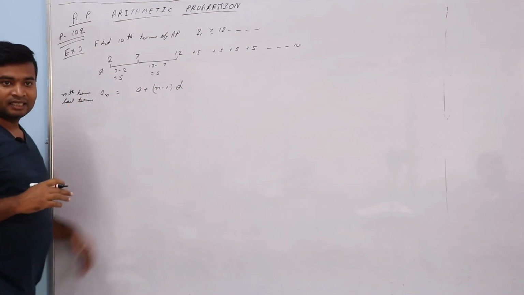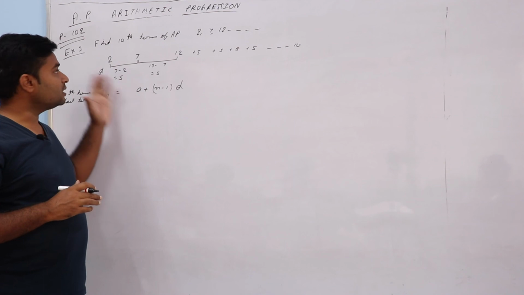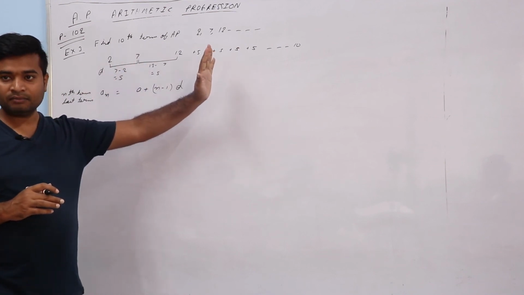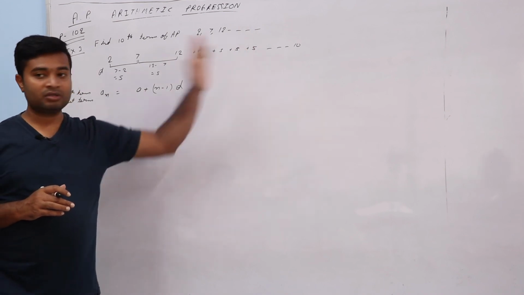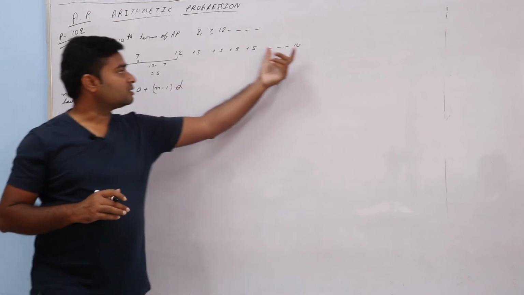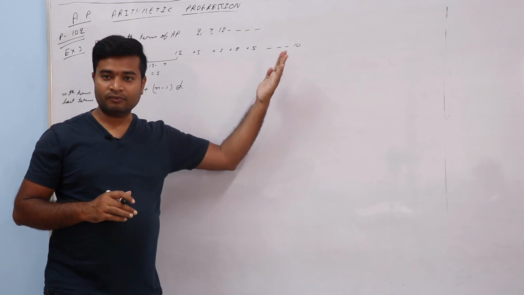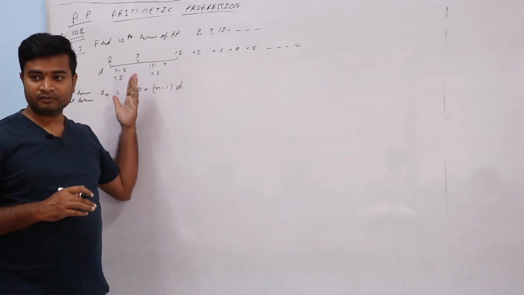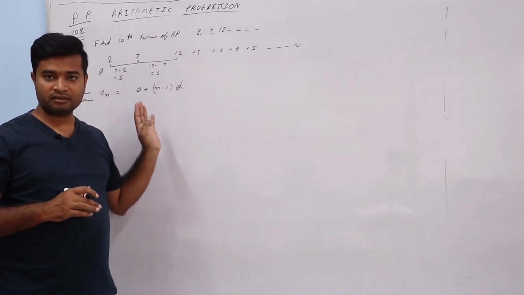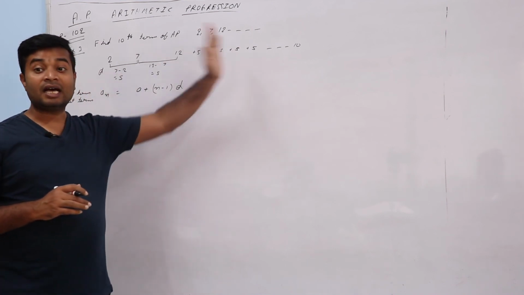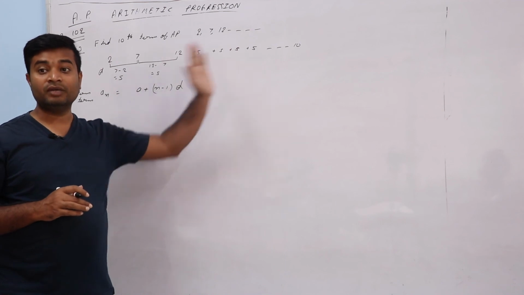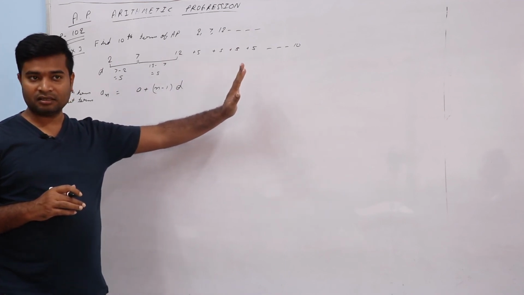Correct? This formula is applied from the starting to find the last term. But if the AP is given something like 10, 15, 12, and I'm not saying to find the term before the 15th, then the formula will be different. Getting? This formula is for finding the last term of the AP, from the starting to the end. Yes or no?